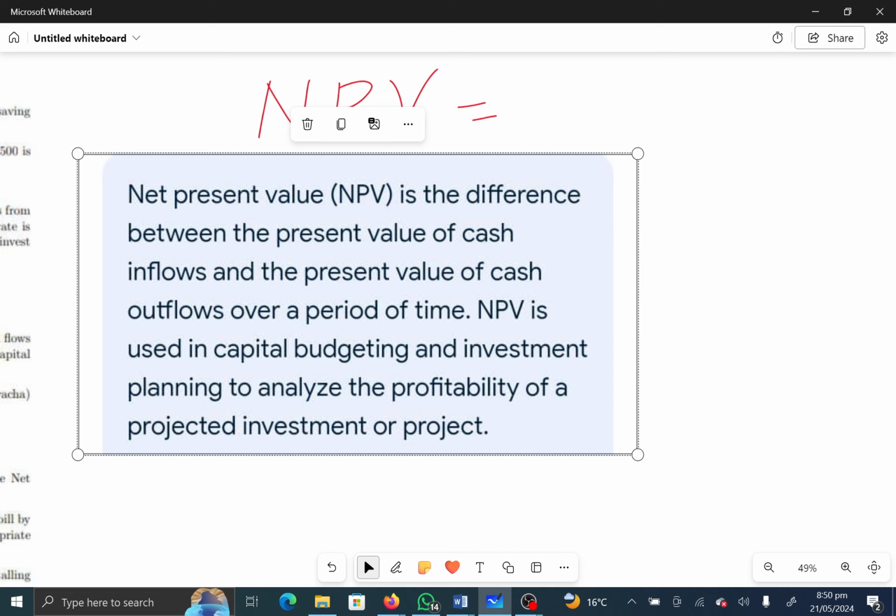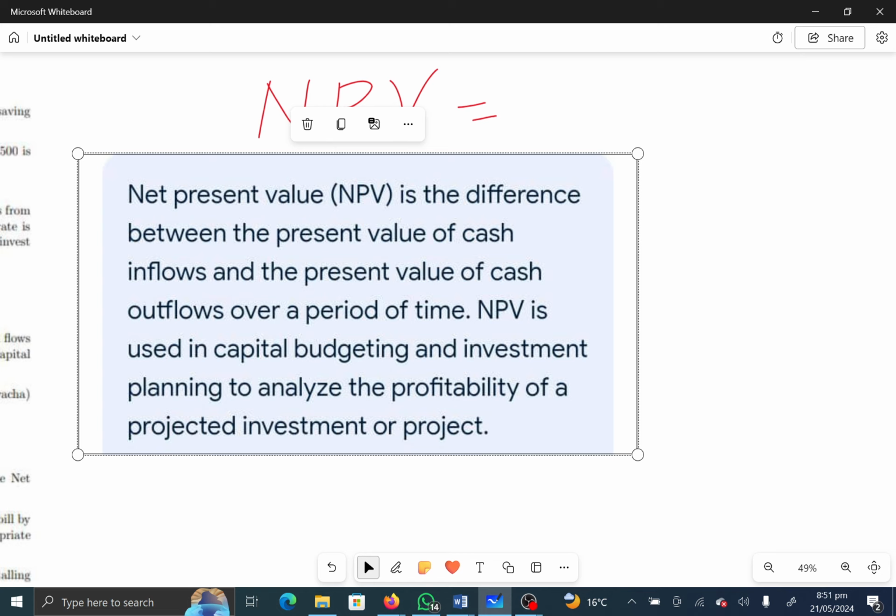So when it comes to project appraisals, there are several methods which are used to appraise a project. One of the methods used is the NPV. We also sometimes use what we call the payback period. But tonight we'll focus much on the NPV.